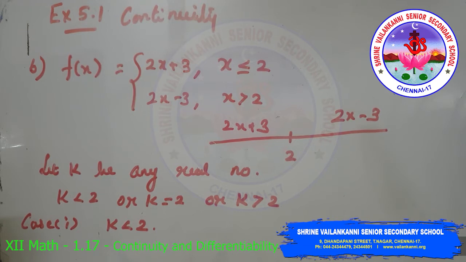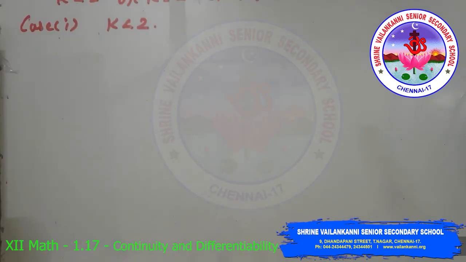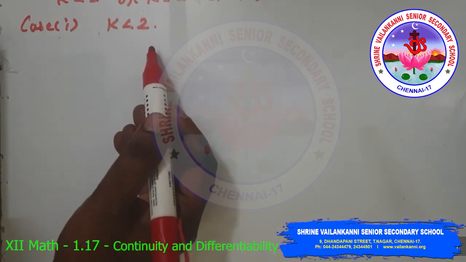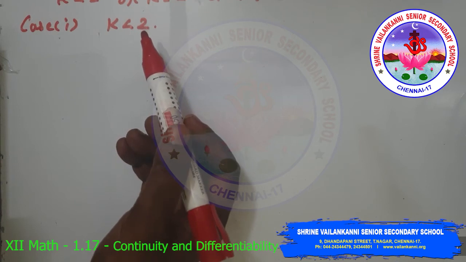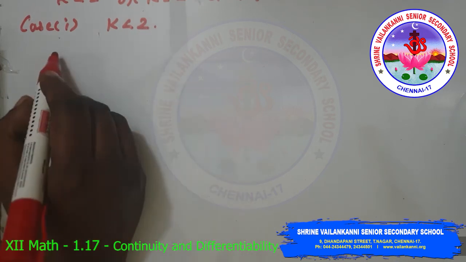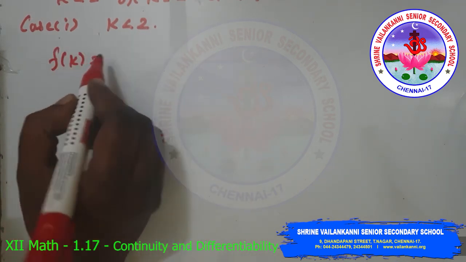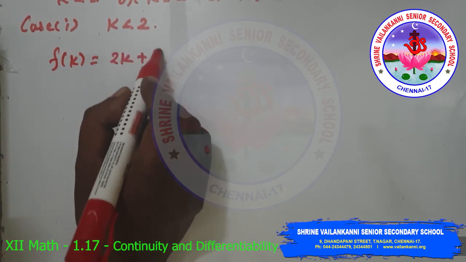Let k be any real number. Then we have to consider three cases. k is less than 2, k equal to 2, or k is greater than 2. So first case, k is less than 2. So we have to check the continuity of the function. When k is less than 2, f of x is defined to be 2x plus 3. So f of k is 2k plus 3.